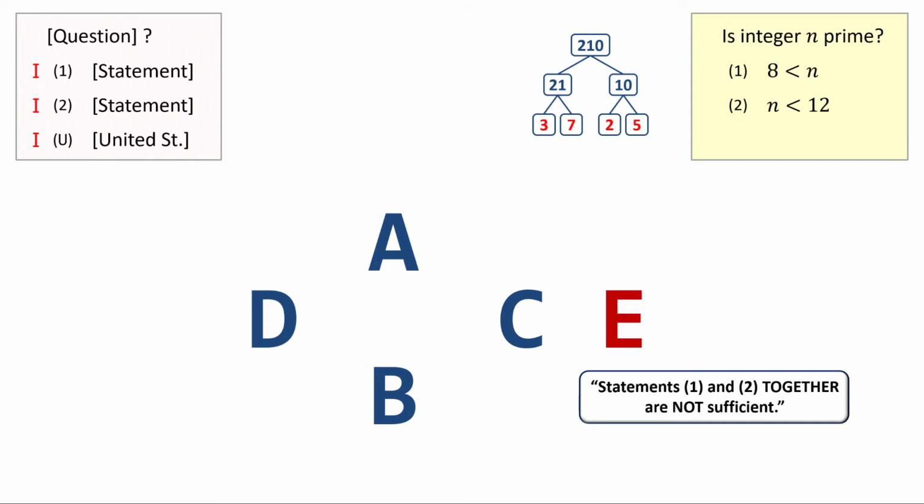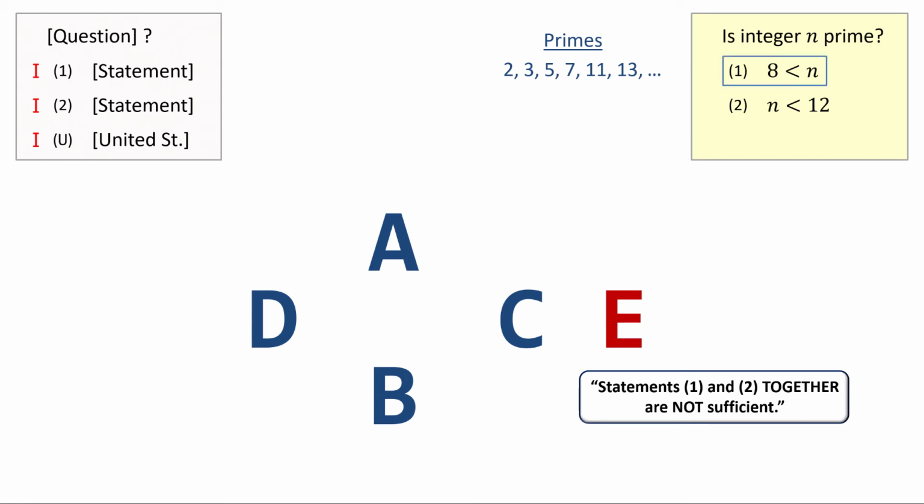3 has no factors other than itself and 1. The same is true of 7 and 2 and 5. These red numbers are prime because they can't be broken down into smaller factors. So that's what prime numbers are. For this problem, it will be helpful to jot down the first few primes: 2, 3, 5, 7, 11, 13, etc. Now we're ready to tackle the statements.